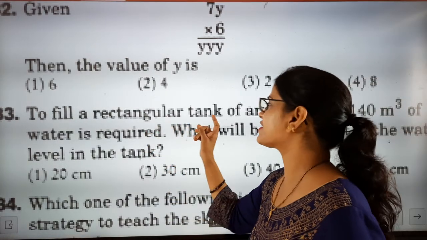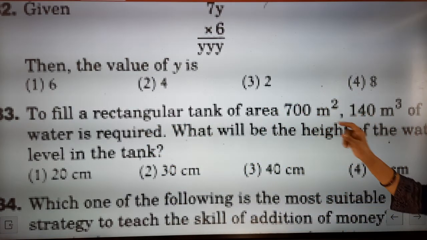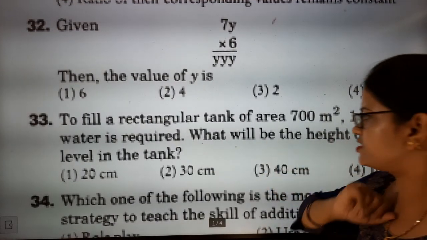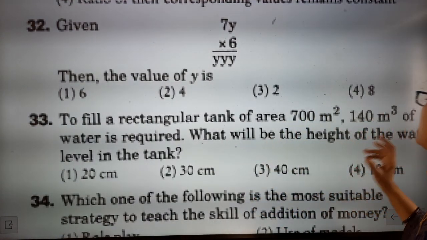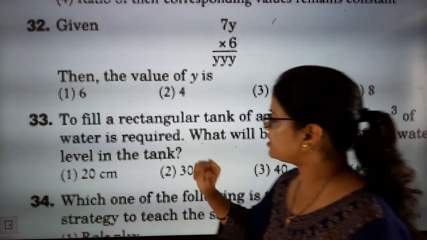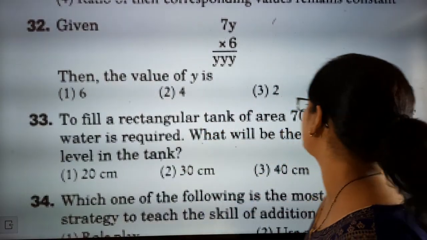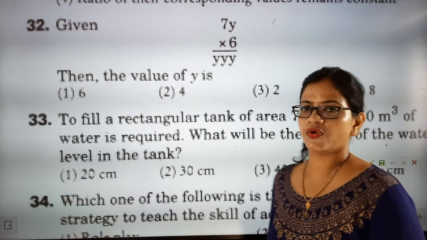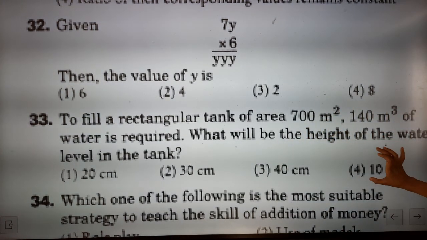Now, to fill a rectangular tank of area 700 square meter, 140 cubic meter of water is required. What will be the height of the water level in the tank? There is a shortcut formula I am going to tell you, it will help very nicely. First understand the question and after that apply that part there.